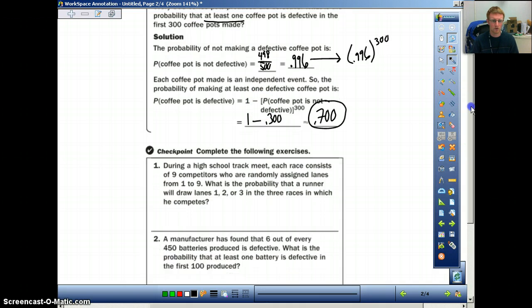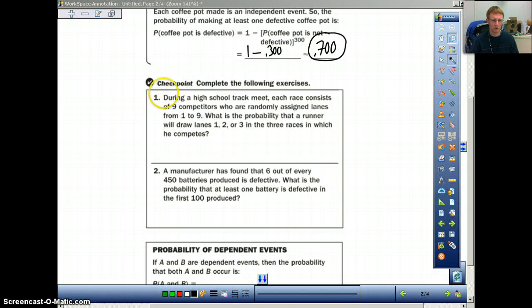What I want you to do is do these checkpoints below. These are the ones that you'll do on your own, and then just hit play when you're ready so you can see what the solutions are.